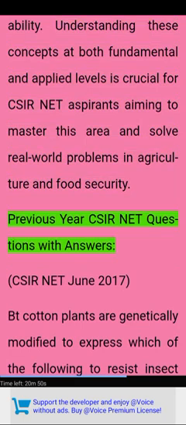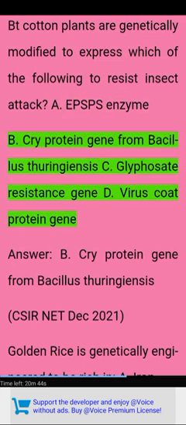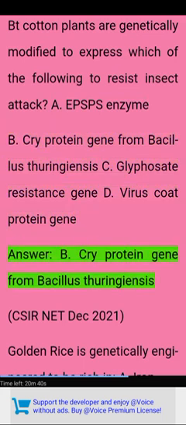Previous year CSIR-NET questions with answers. CSIR-NET June 2017. Bt cotton plants are genetically modified to express which of the following to resist insect attack? A. EPSPS enzyme. B. Cry protein gene from Bacillus thuringiensis. C. Glyphosate resistance gene. D. Virus coat protein gene. Answer: B. Cry protein gene from Bacillus thuringiensis.